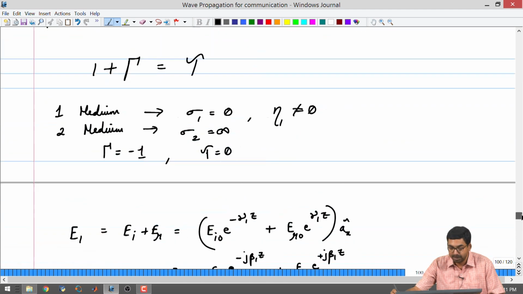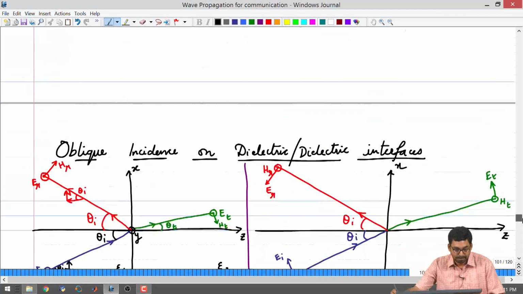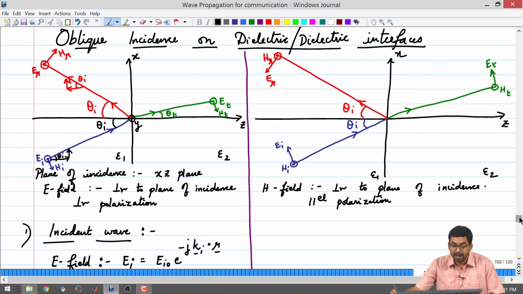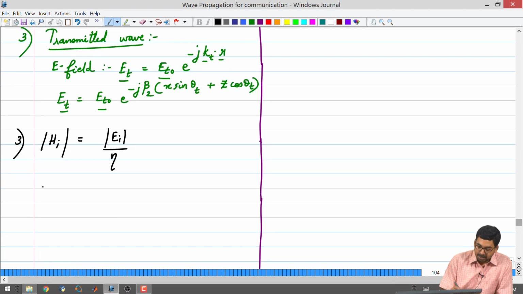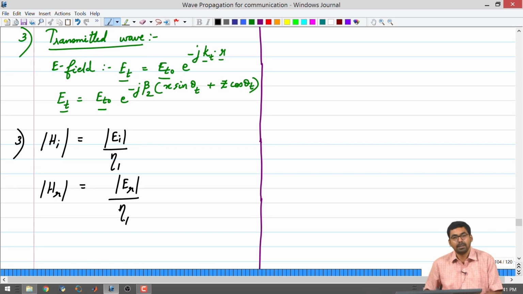Wait, which configuration are we seeing? Oh, it is in the xz plane, sorry, okay. H R is simply E R divided by eta. And just to be specific, I will just mark this as eta 1 for these two cases, because they are in the same medium.